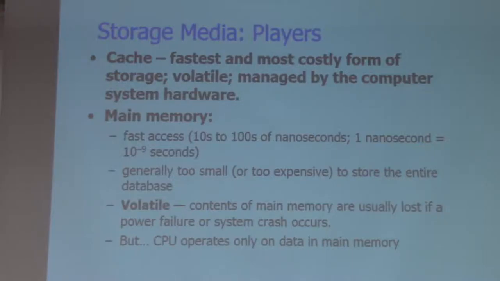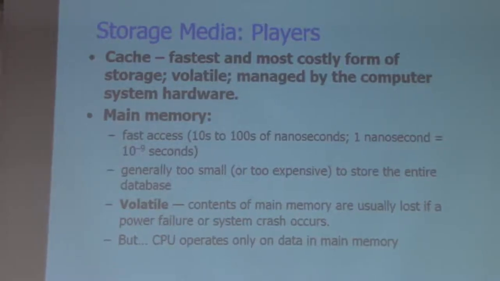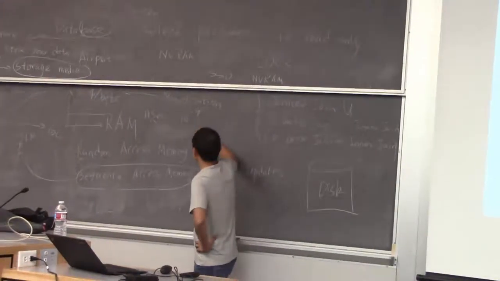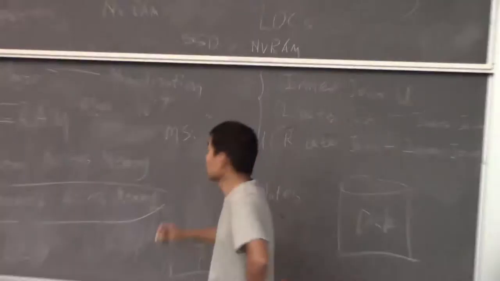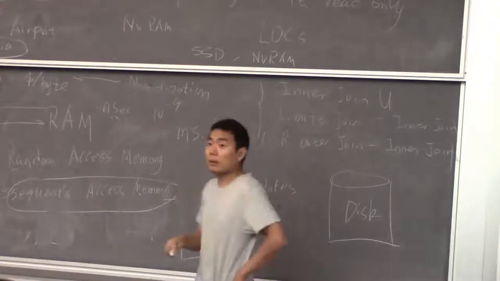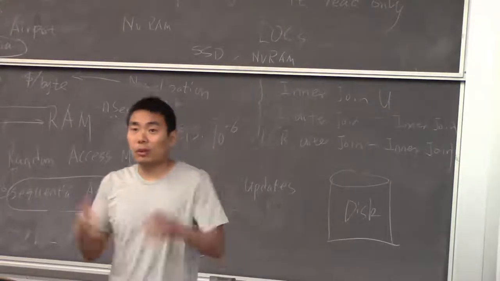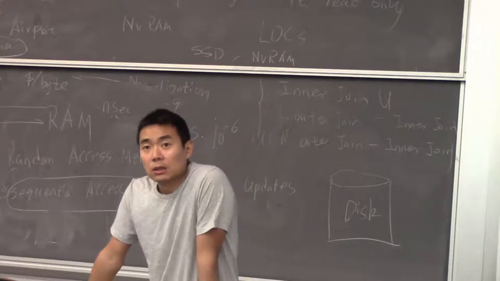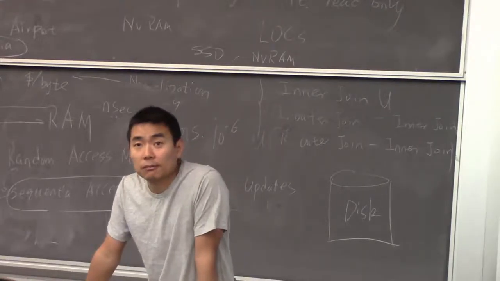Memory access speed is typically in the order of nanoseconds. Nanoseconds is in the order of 10 to the power minus 9. What about disk? Disk is typically in the order of milliseconds, which is 10 to the power minus 3. So there's a huge difference in terms of speed if you compare memory versus disk.